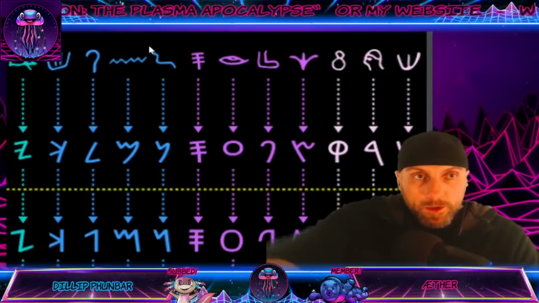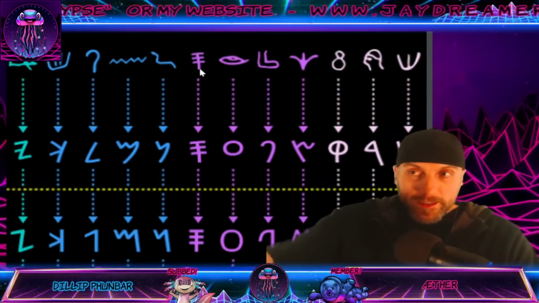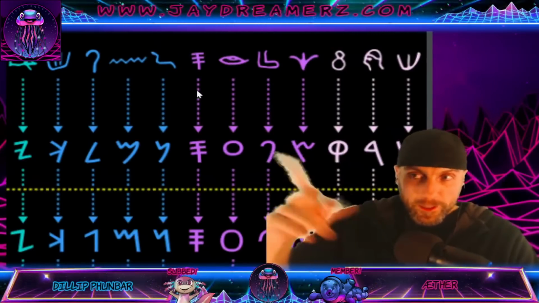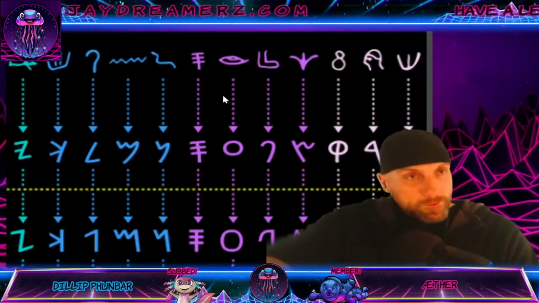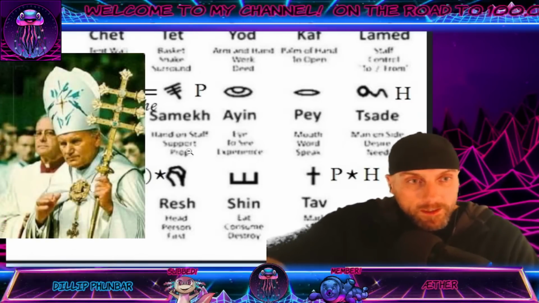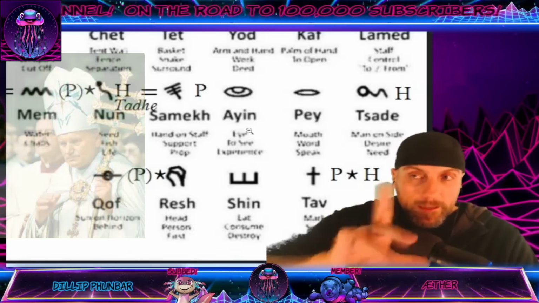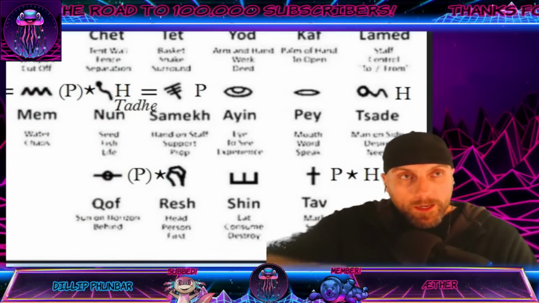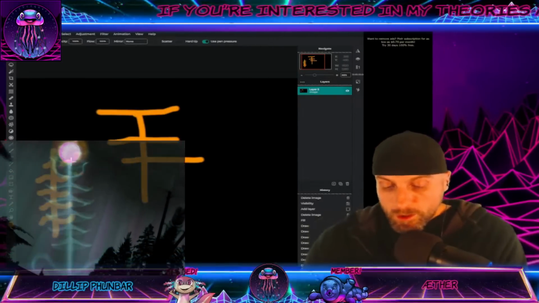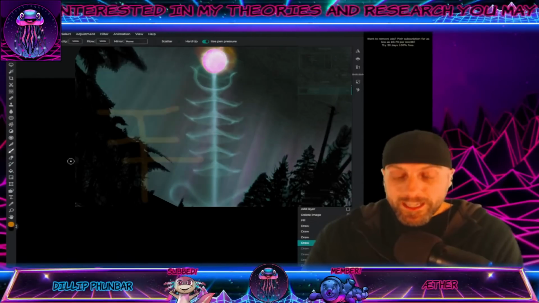Mem, Nun, Samek. Now, take a look at Samek. It looks like a column that has these lines that come out of it, like a triple T. And it says, a hand on staff, support, prop. I like this one the best so far, this support and the prop, okay? But they're like instabilities that come off of the beam, basically.